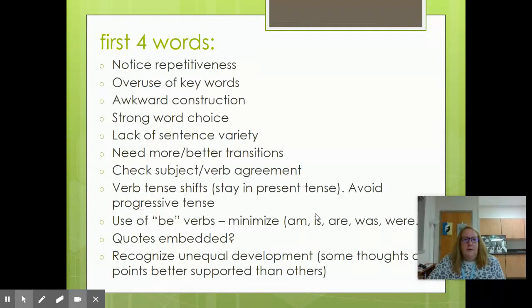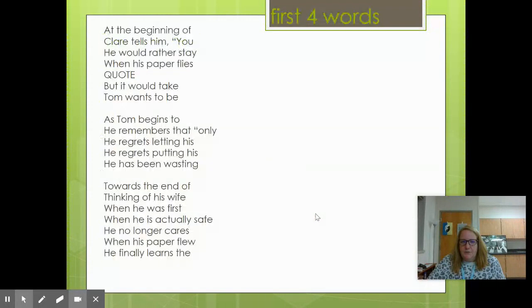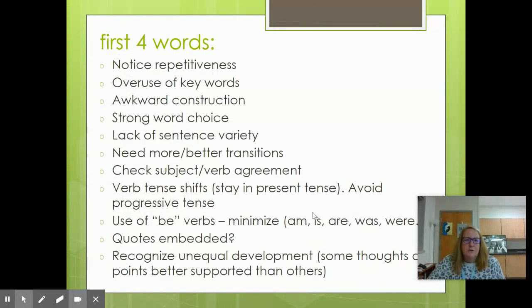Okay. Here's what you'll notice by jotting down those first 4 words. Underlining just helps you notice where each new sentence starts. From your first 4 words, you may notice any repetitiveness in your sentence structures, overuse of key words, any awkward construction in your sentences. You'll notice whether you have strong word choice or not. You may notice you don't have variety of sentences. You may notice that you need to add more transitions or stronger transitions.